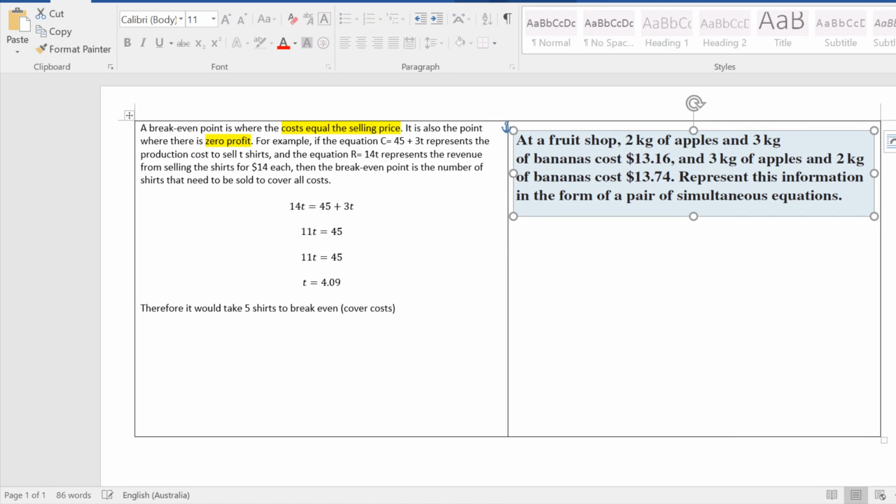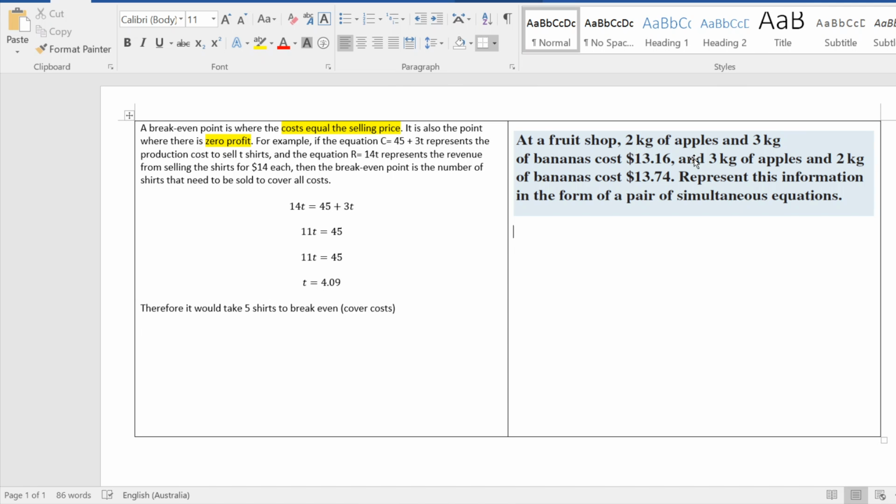At a fruit shop, 2 kilograms of apples and 3 kilograms of bananas cost $13.16. And 3 kilograms of apples and 2 kilograms of bananas cost $13.74. Represent this information in the form of a pair of simultaneous equations. Well, we're going to do a bit more than that. We're going to go and solve it as well.